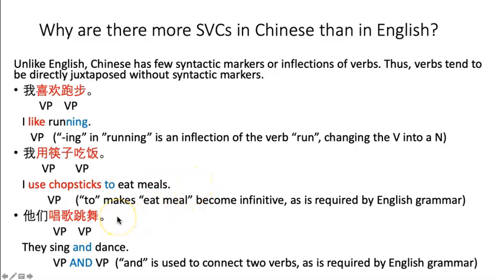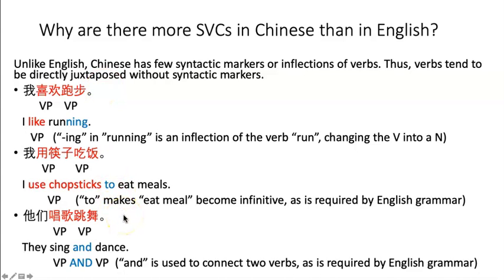Third sentence, 我们唱歌跳舞. 唱歌跳舞, again, two verb phrases directly put together. In English, they sing and dance. We cannot say they sing, dance. A conjunction and has to be added. So we can see the difference between English and Chinese grammar.